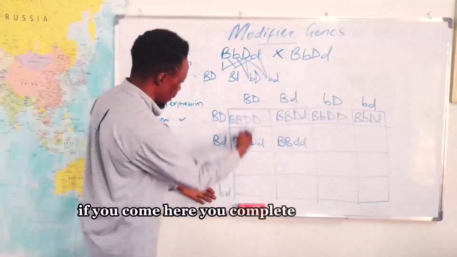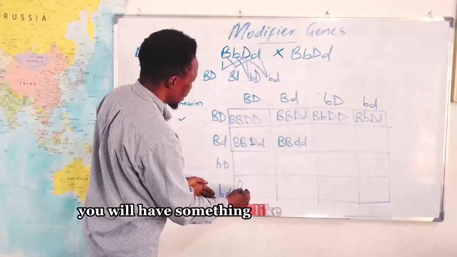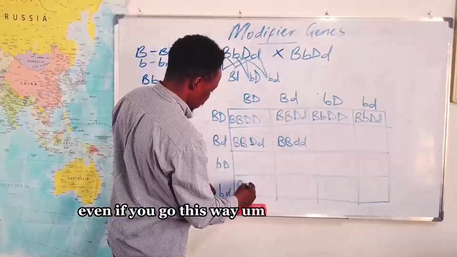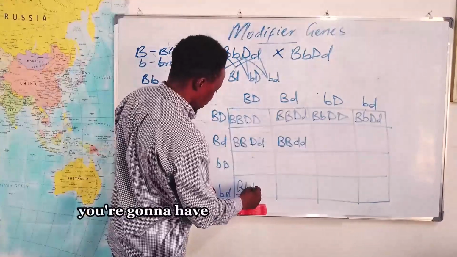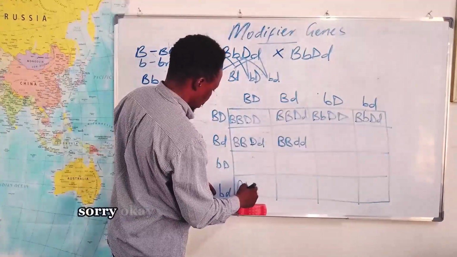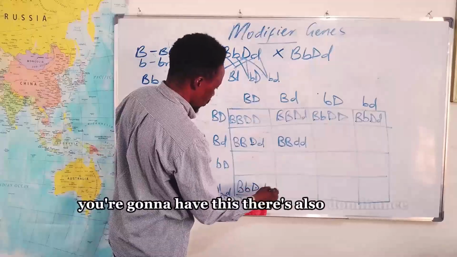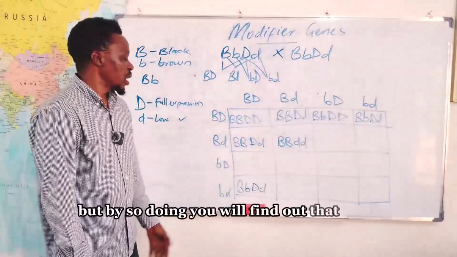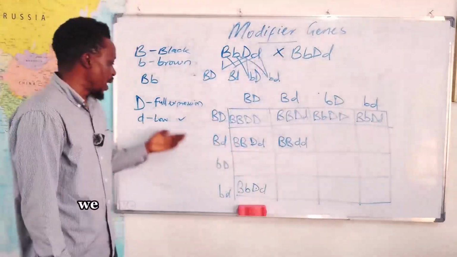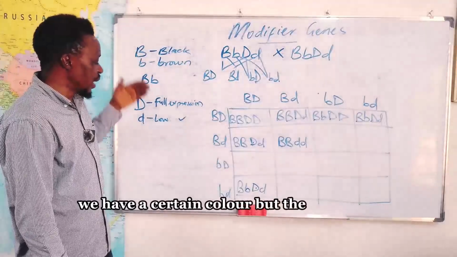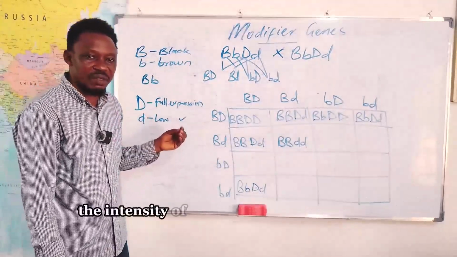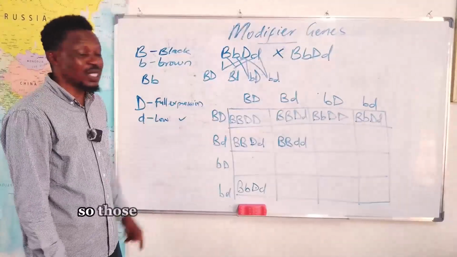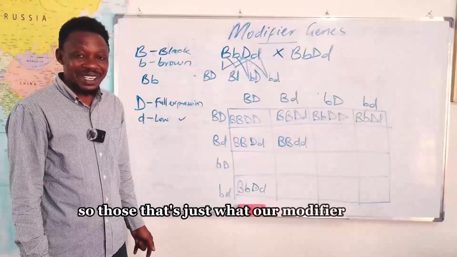If you come here, you complete this, you won't have something like this. In fact, even if you go this way, you're going to have this. There's also dominance, but you can just complete the rest. By so doing, you will find out that some of the animals have a certain color, but the intensity of the color is now determined by what is happening on this locus. So that's just what modifier genes are.